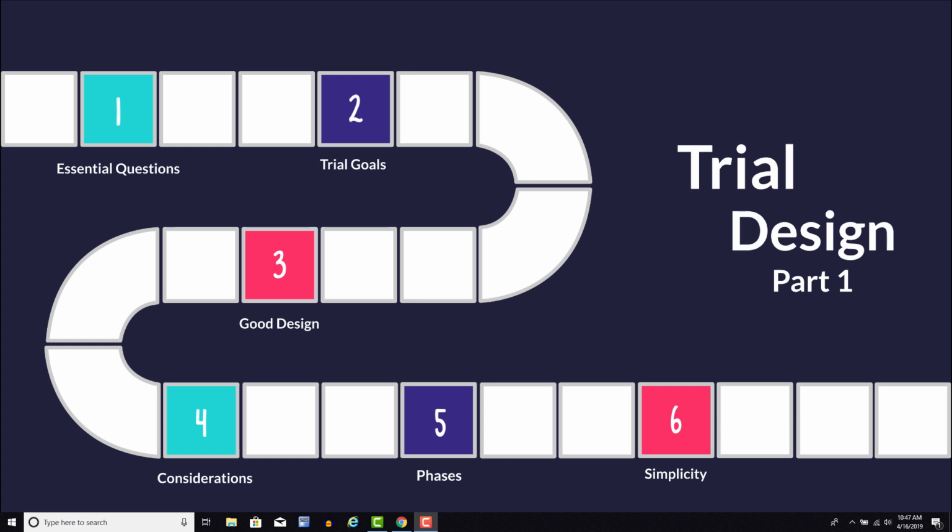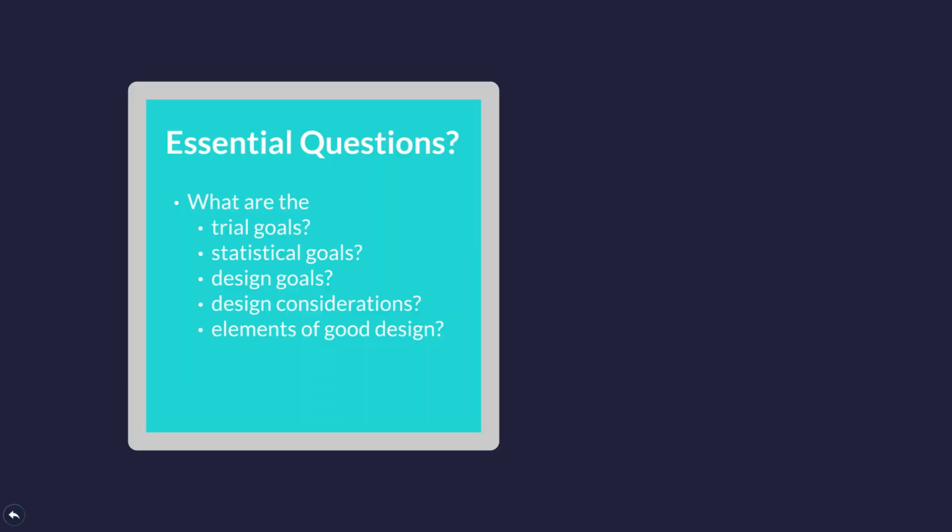We'll begin the discussion about trial designs with a little bit of the goals, the aspects of good design, some considerations, what are the basic phases of clinical trials, and our goal of simplicity in design. The essential questions that you should be able to answer at the conclusion of this presentation are: what are the basic trial goals? What are the basic statistical goals? What are the overall design goals and considerations? And what are the elements of good clinical trial design?